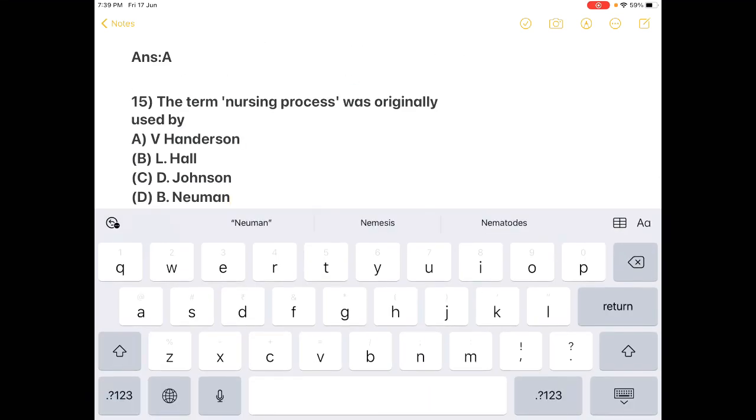This is an interesting question, which is the last question we'll be discussing today. The term nursing process was originally used by whom? Who first used this term, nursing process? Option A, Virginia Henderson; B, L. Hall; C, D. Johnson; and option D, B. Newman. The correct answer here is B, L. Hall, Lydia Hall.